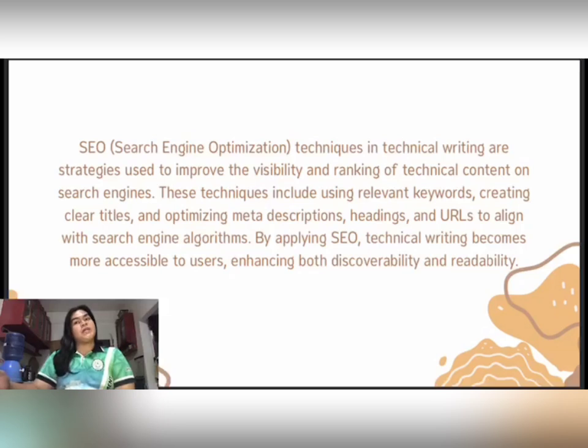So SEO or search engine optimization in technical writing means making your writing easier for people to find on search engines like Google. This is done by using important words people might search for, creating clear titles, and organizing the content so it's simple to read and understand. By using these techniques, your writing gets noticed more and helps readers quickly find the information they need. So here are the five SEO or search engine optimization techniques.